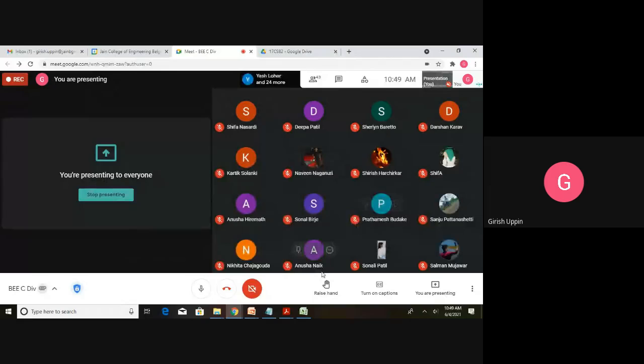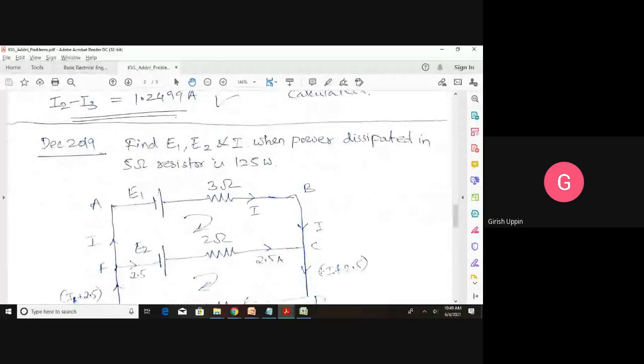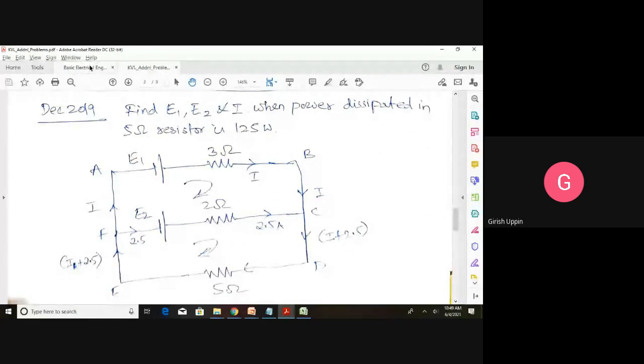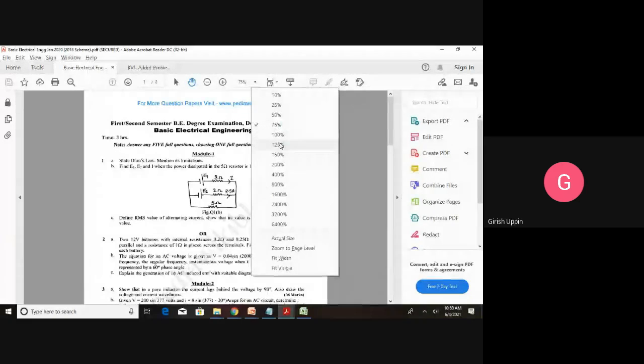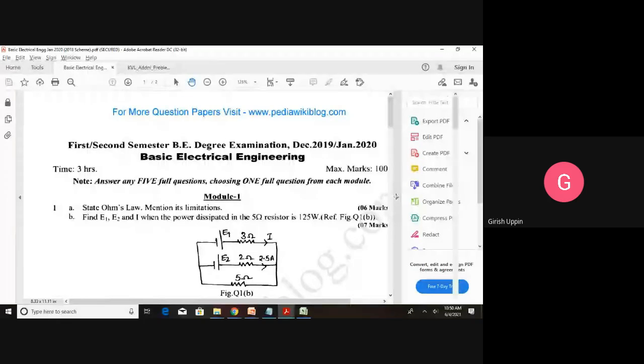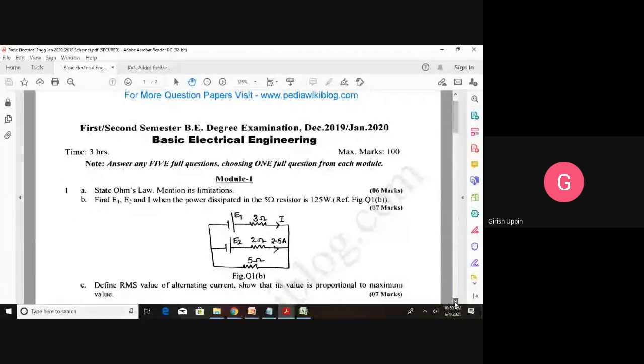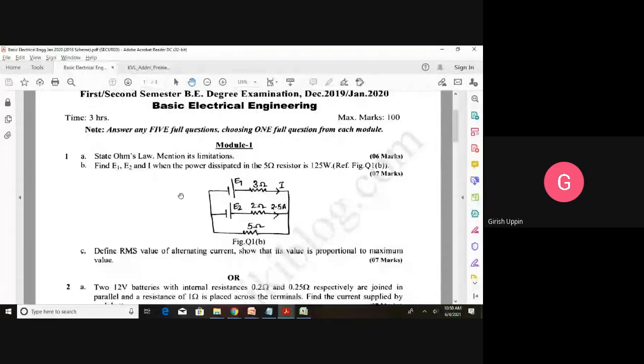Okay. So this is the problem from the question paper. I will show you the question paper. This is the question paper, December 2019. This is the question. Let me increase the size. I hope you can see the question now. It is: find E1, E2, and I when the power dissipated in the 5 ohm resistor is 125 watt. It is for 7 marks.